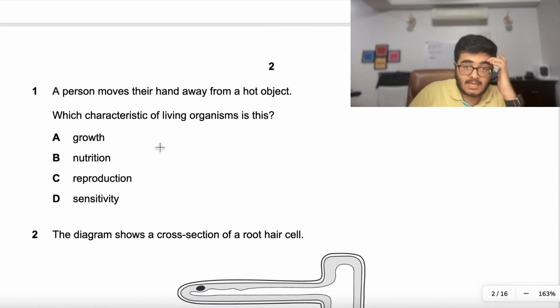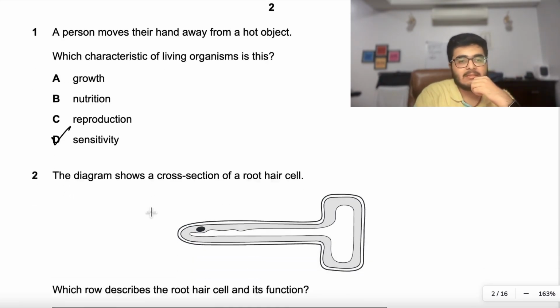A person moves their hand away from a hot object. Which characteristic of living organism is this? So this is a response to stimuli, which is responding to your environment, and this is called sensitivity. I hope that this is clear.